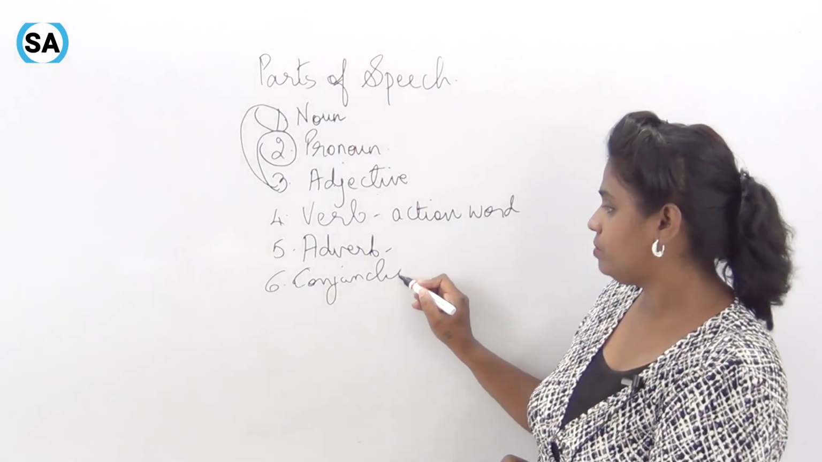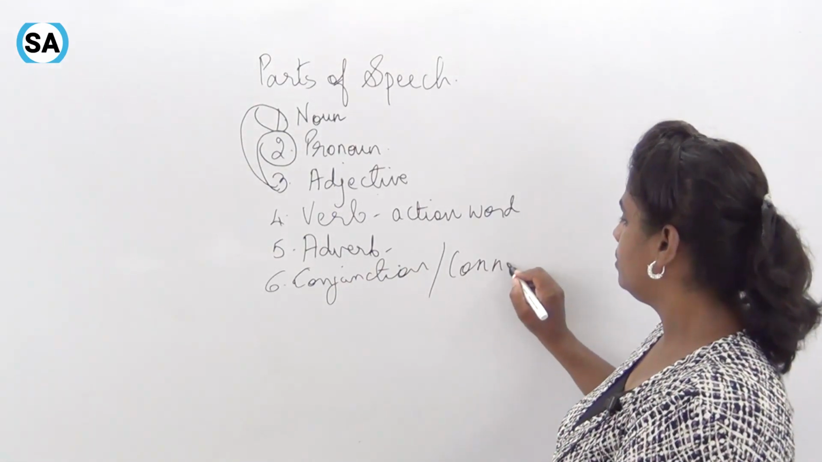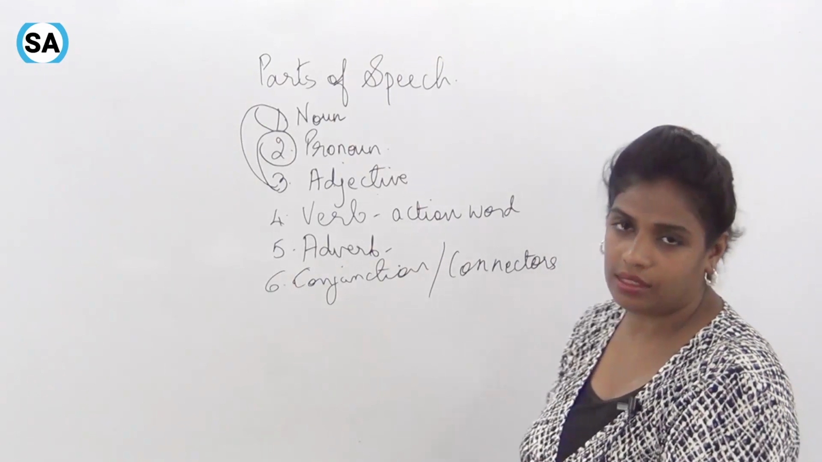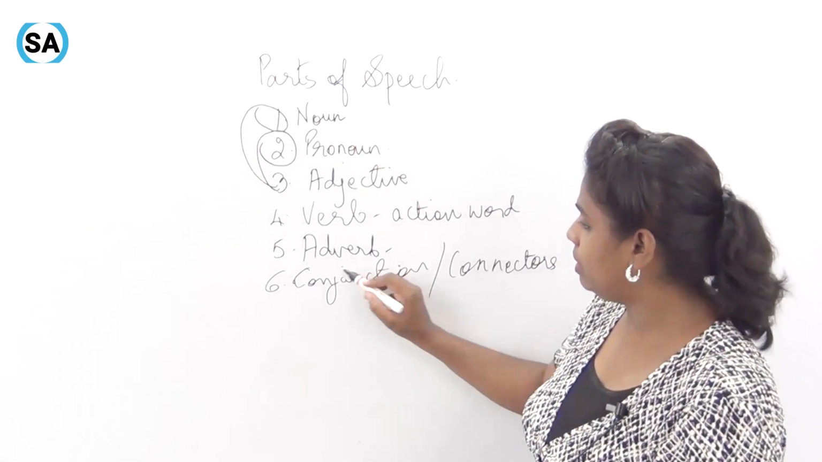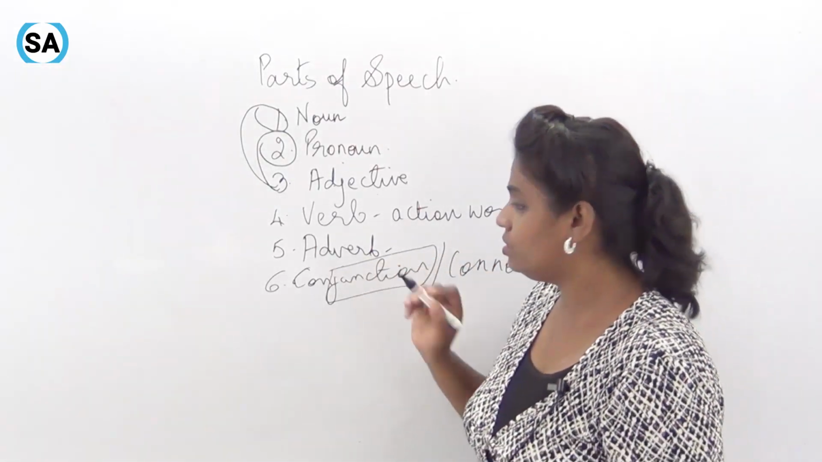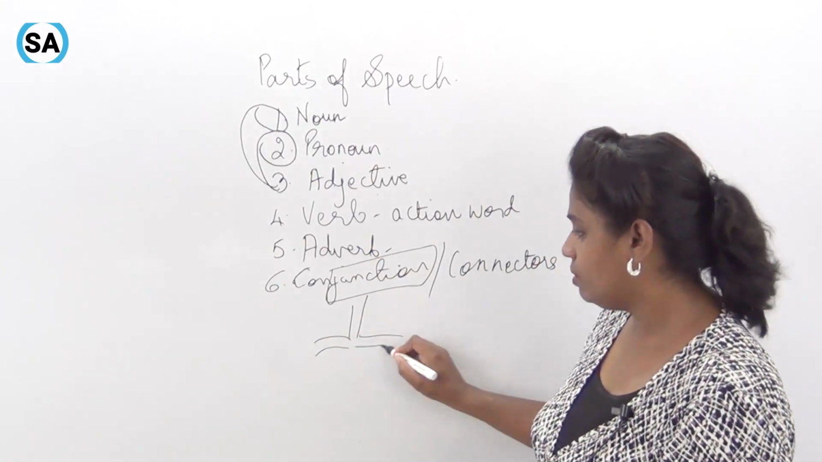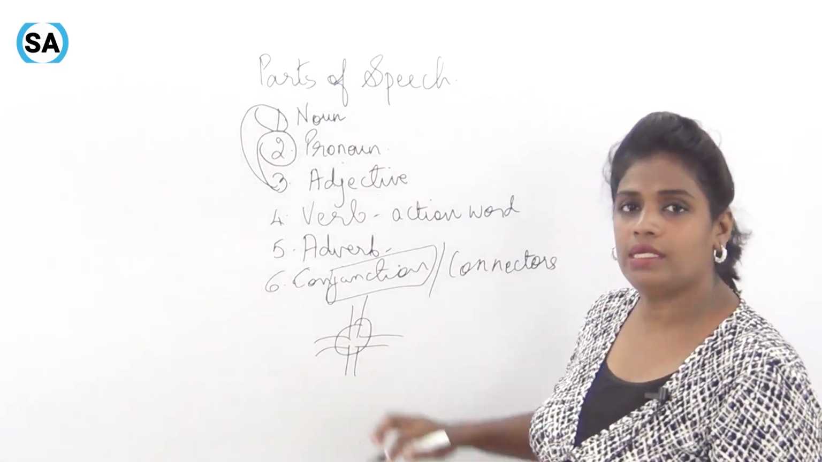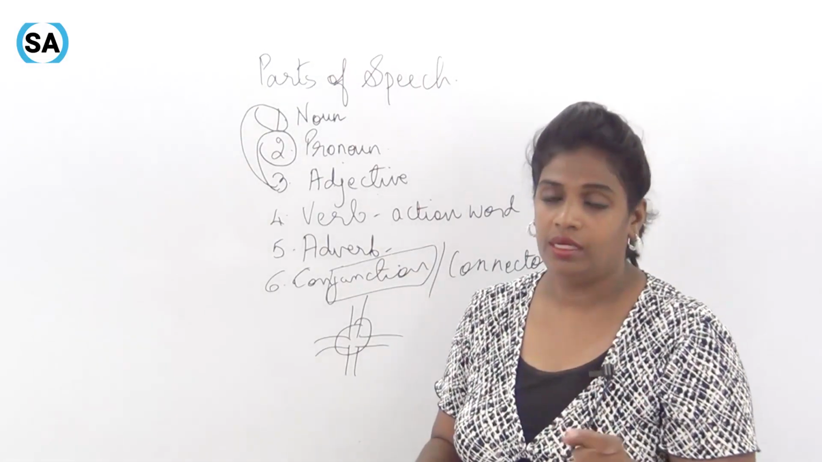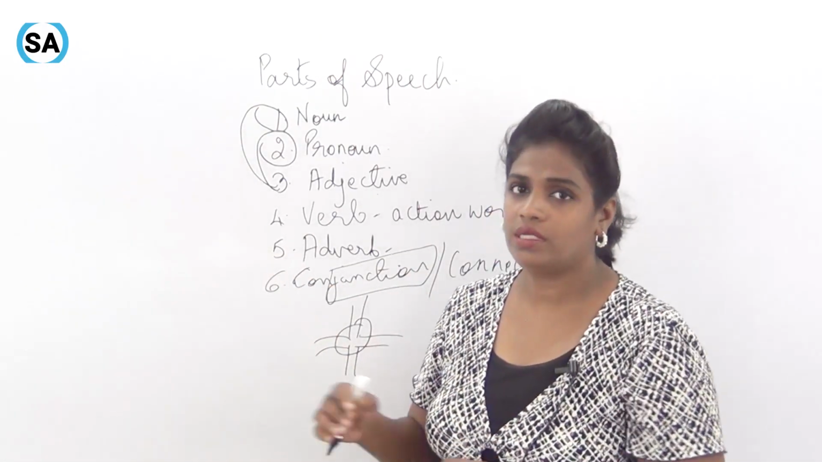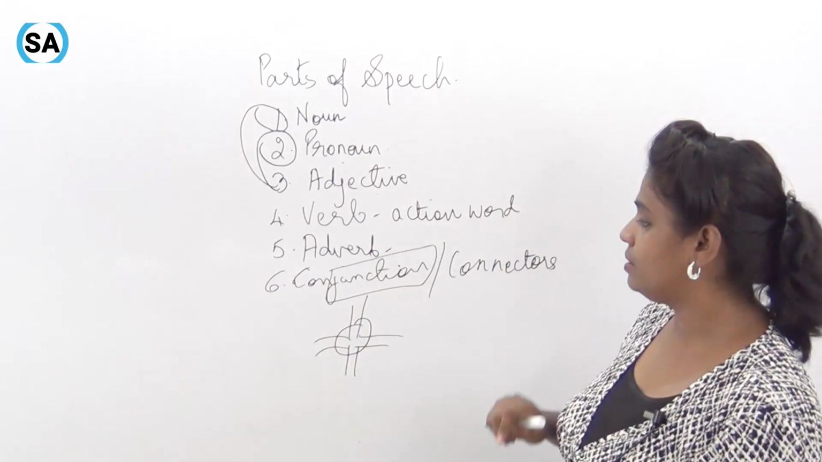conjunction. Conjunctions are also called connectors. Normally when we say conjunction, I always tell the students to remember the word junction. Junction is a place where two or more roads meet. So this point connects two or more roads. So when we say conjunction, it is a word that connects two or more sentences. So we have conjunction. They are also called connectors.